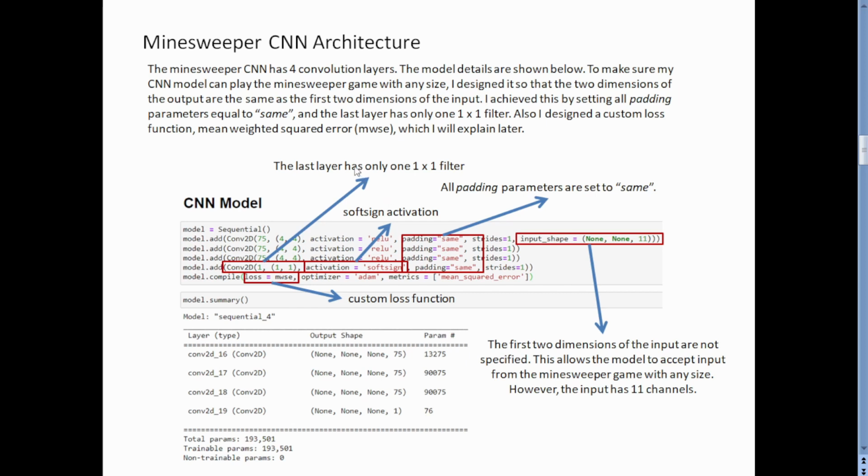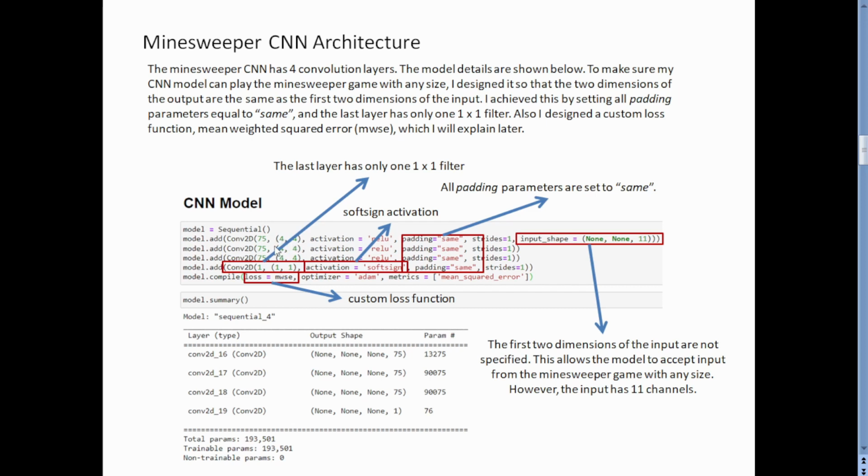My Minesweeper CNN has 4 convolutional layers. The model details are shown below. I use Keras for these projects. The first 3 layers contain 75 of 4x4 filters.